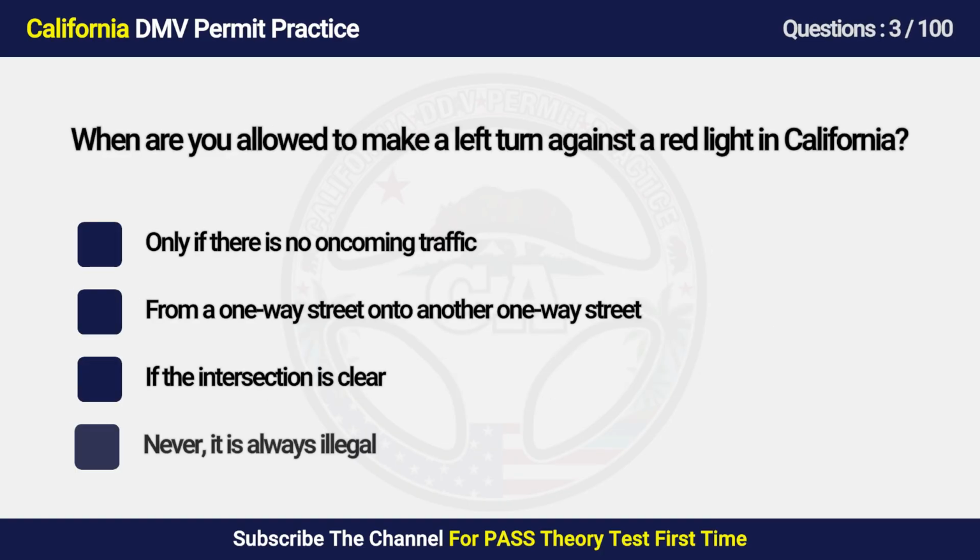Question 3. When are you allowed to make a left turn against a red light in California? A. Only if there is no oncoming traffic. B. From a one-way street onto another one-way street. C. If the intersection is clear. D. Never, it is always illegal.